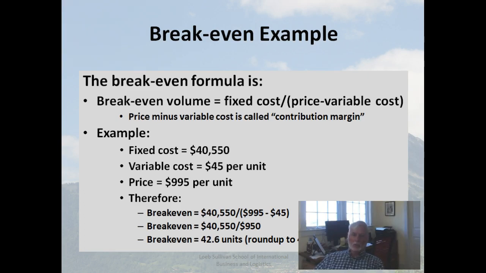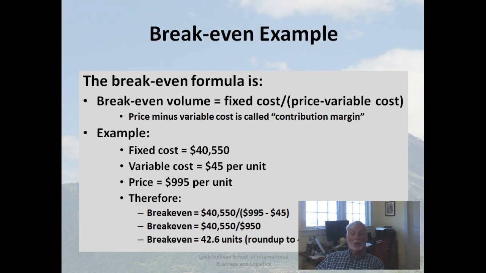So here's an example. If we had in a factory a fixed cost of $40,550, a variable cost of production per unit of $45 per unit, and we sold these products for $995 per unit, the break even, as you can see there, would be $40,550 divided by 995 minus 45, or 40,550 divided by 950, which means we have to produce 43 units in order to break even.